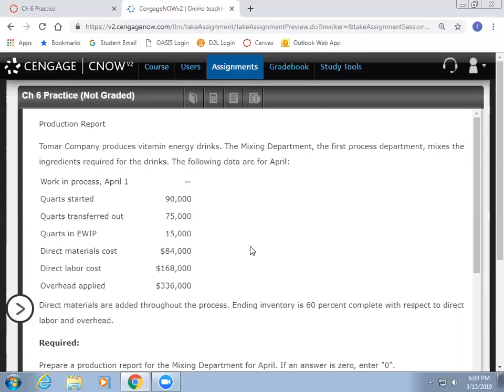So at the ending inventory, when it says it's 60% complete with labor and overhead, those conversion costs, it's 100% complete with materials. So all the materials have been added in this working process to this point when they're finished. But the ending inventory is 60% complete for labor and overhead, which are those conversion costs.